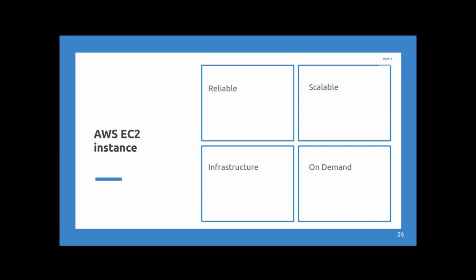So these EC2 instances are reliable because they're being hosted in these large data centers. They're scalable because Amazon lets you put more resources into these EC2 instances. It's infrastructure, meaning that you can build stuff around it and you can set certain controls and direct traffic in a network. And it's on demand, so you can turn it on, you can turn it off, and it's just there when you need it.